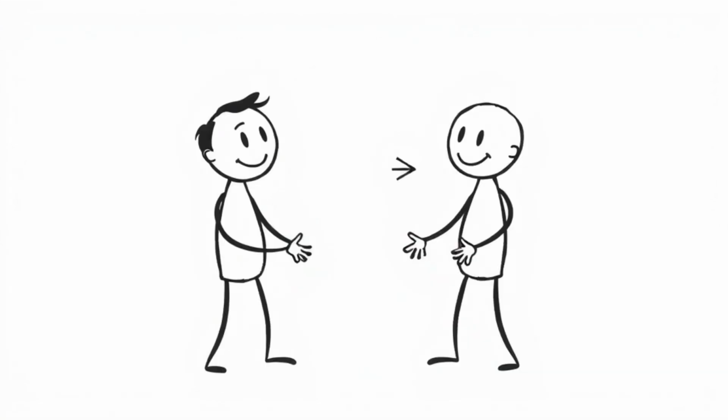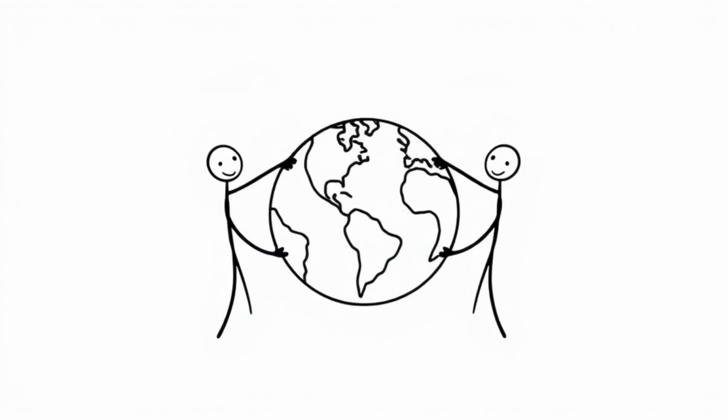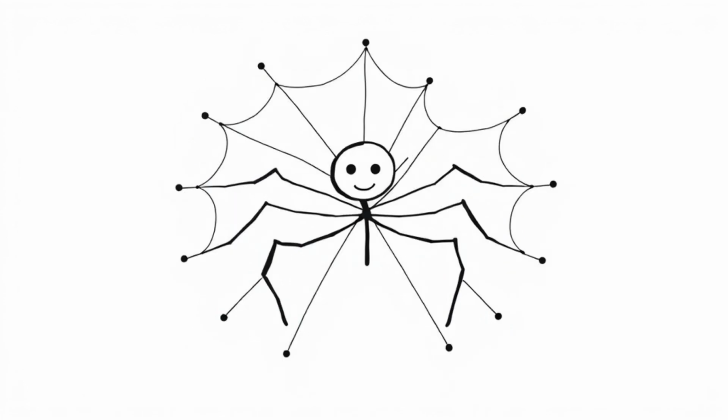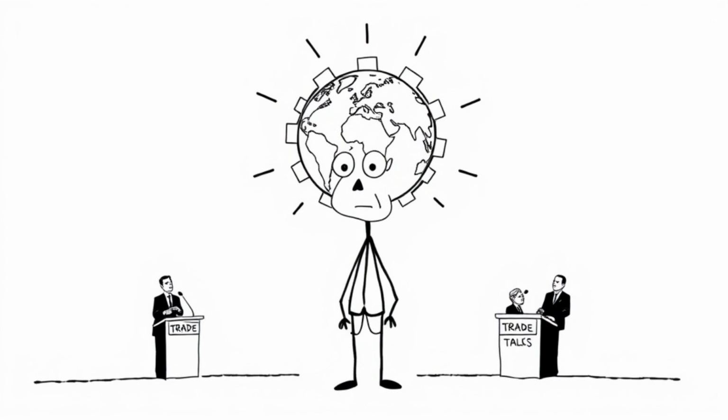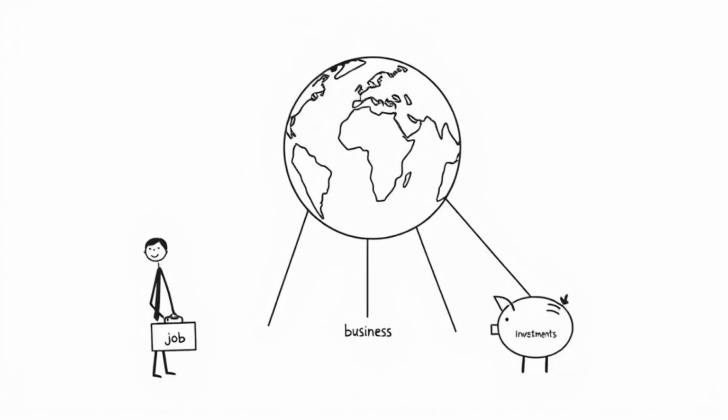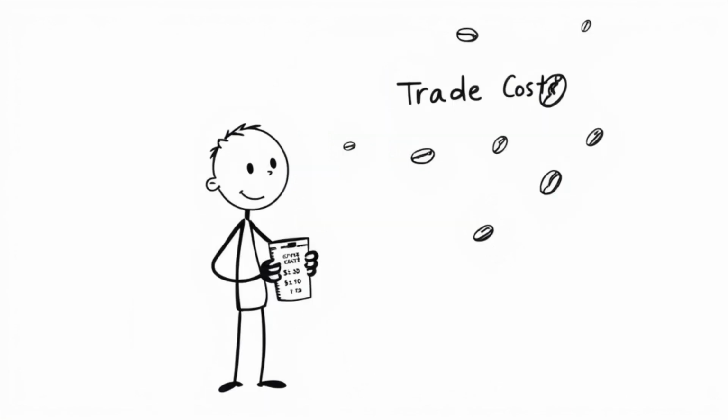The world today is deeply interconnected. Countries don't just trade occasionally, they depend on each other every single day. Think of the global economy like a giant web. If one strand shakes, the entire web vibrates. That's why understanding world trade relations isn't just for politicians or economists. It affects your job, your business, your investments, even the price of your coffee.